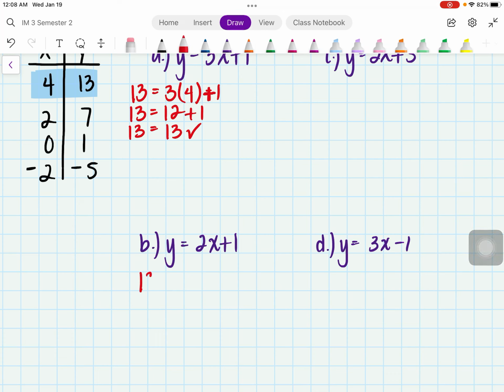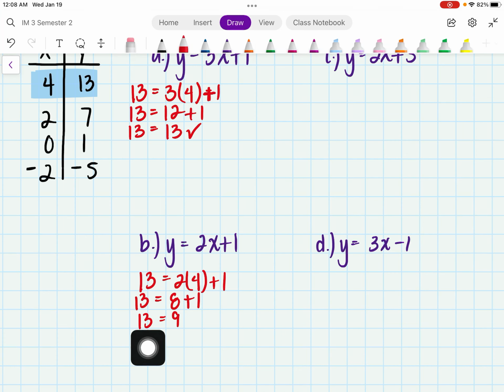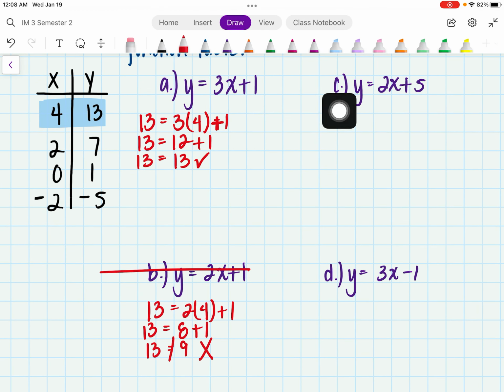All right, so it works for that one. Let's go ahead and check the next one. I'll do the bottom one. Wherever I see a y, I put 13, and wherever I see an x, I put a 4. So 13 equals 2 times 4 is 8 plus 1. 8 plus 1 in this case is 9. Now, question for you guys, is 13 equal to 9? Is that statement true? In this case, guys, that's actually false. So this is not part of it because you already have one point that doesn't hold the statement true.